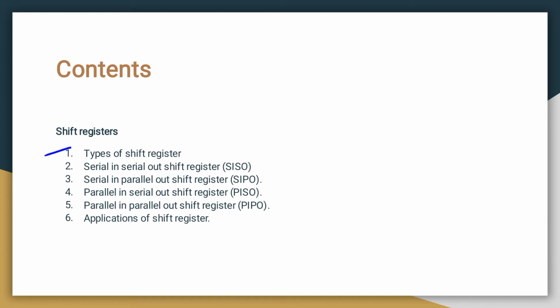Next, types of shift register: SISO, serial in serial out shift register; SIPO, serial in parallel out shift register; PISO, parallel in serial out shift register; then parallel in parallel out shift register. At the last, applications of shift register. So let's see what is the shift register.